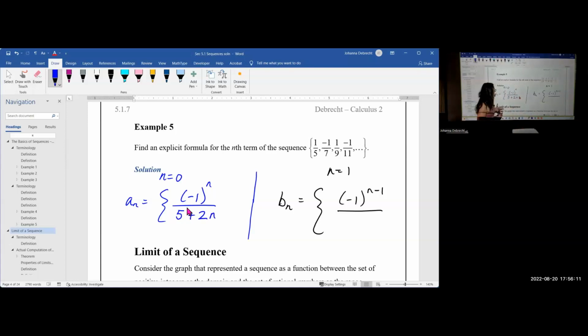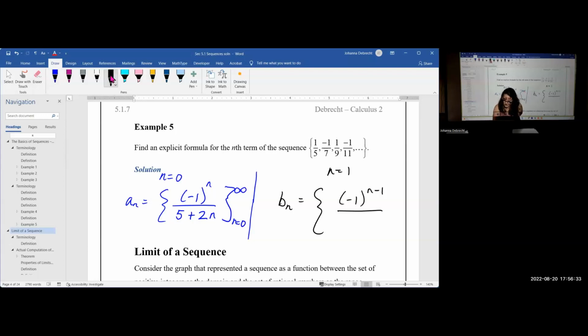So let's try just n. The first time n is 0, so I don't add anything to it, and that gives me the 5, which is the first denominator. And then the second denominator would be 7, and then the third would be 9, and so forth. So this definitely works for an explicit formula for the first, starting at 0 and going to infinity.